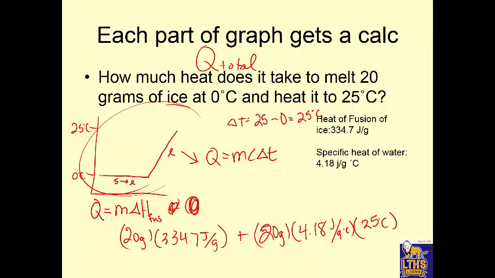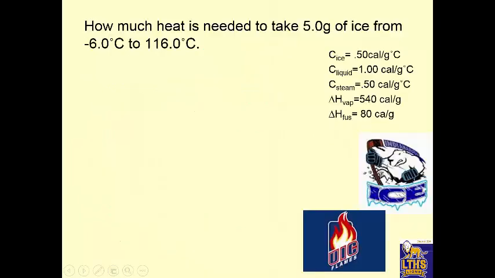So then this gives me 6,694 joules, because grams times grams, plus multiply that together, you get 2,090, and grams cancel grams, Celsius cancel Celsius, so we're left with joules, and then you add them up and you get 8,784 joules total, okay?